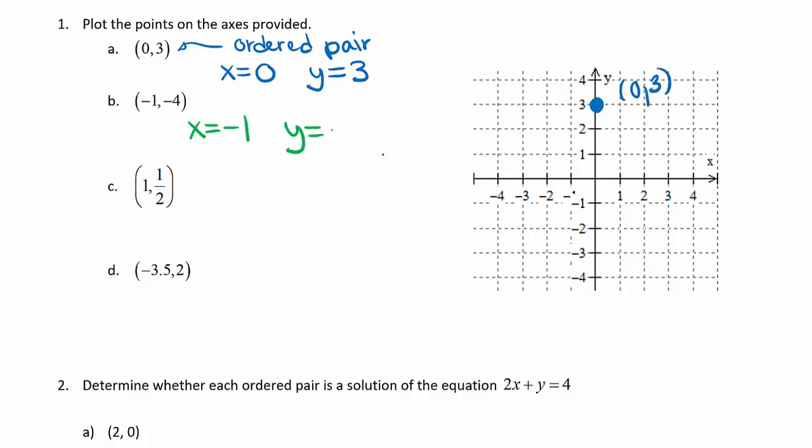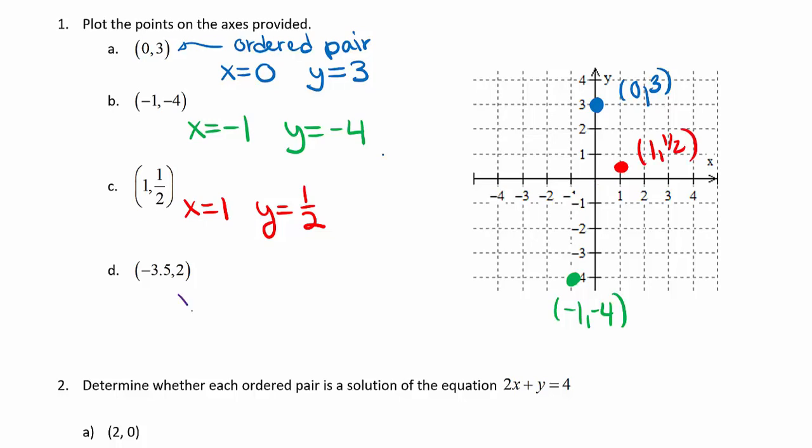In part B, we have the point -1, -4. So x is -1, so on the horizontal axis, I go over to the left now to -1. And because y is -4, I'm going to go down 4. And there in green is the point -1, -4. Part C, we have the point x equals 1, y equals 1/2. So now I go over to the right 1. And then for y equals 1/2, I'm just going to have to estimate and go about halfway up. And so in red is part C, the point 1, 1/2.